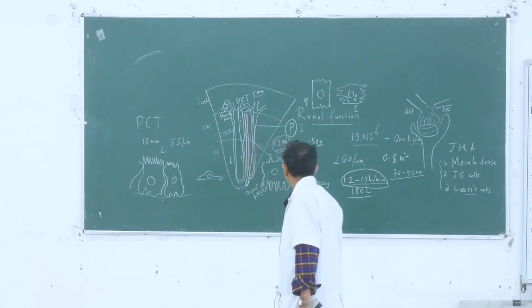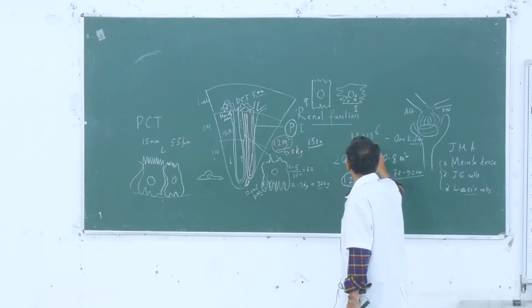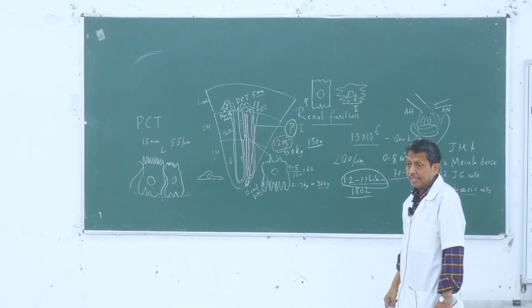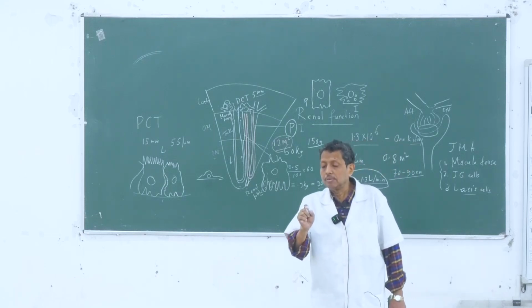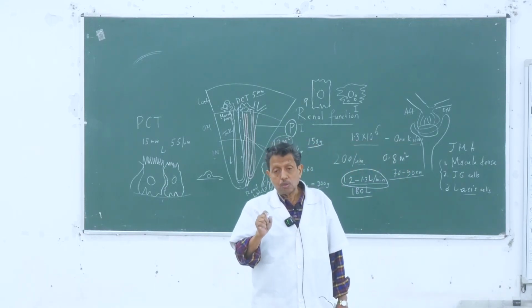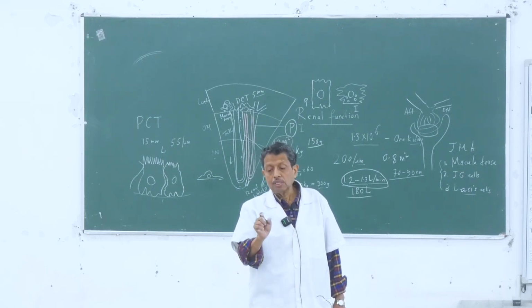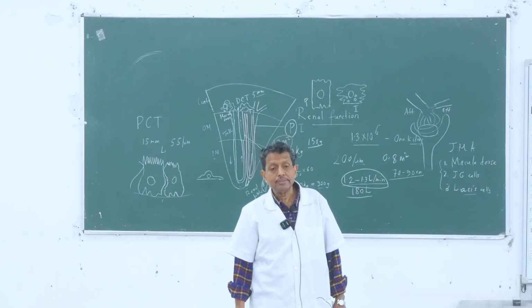Now in this case, there is a filtration bed, and in this case the pressure within these capillaries, the glomerular capillaries, is more than that of the other filtration beds. Because of the efferent arterioles, there is a pressure drop of only 1 to 3 millimeter of mercury.